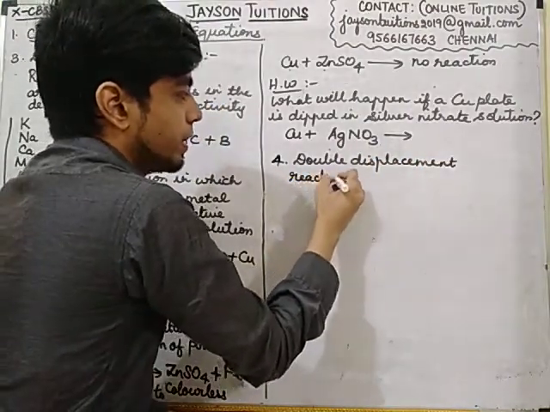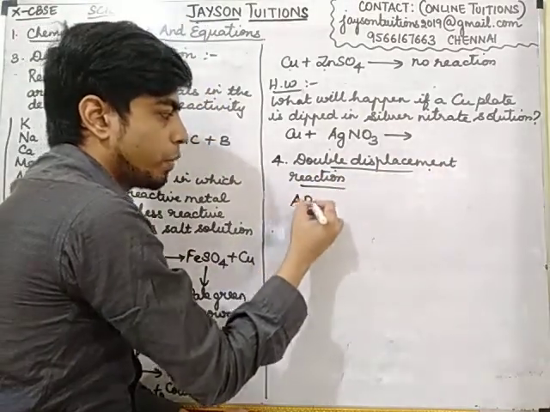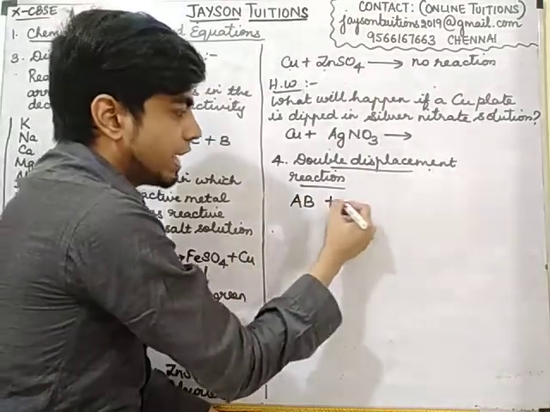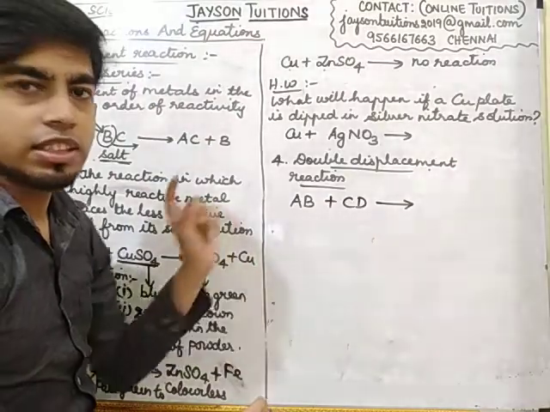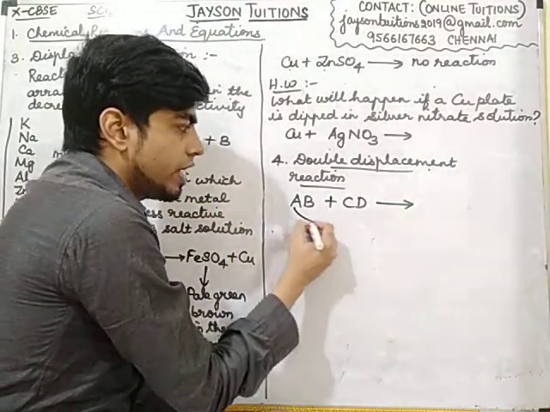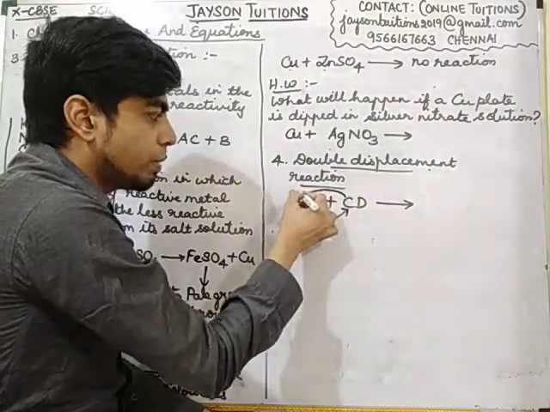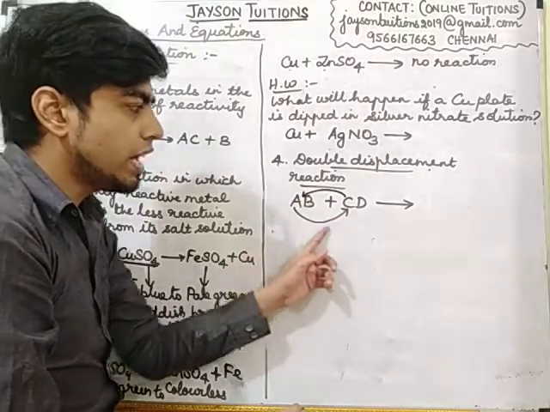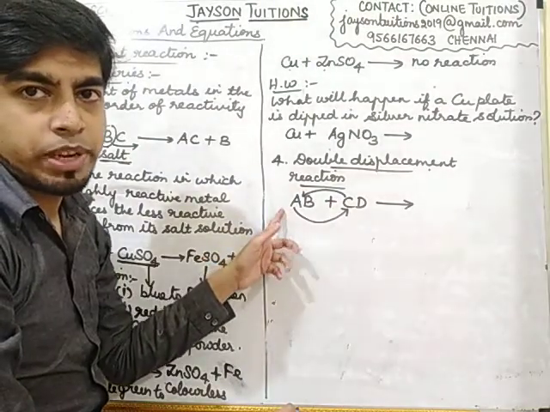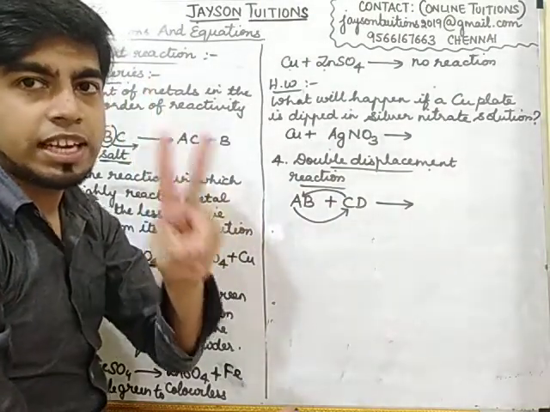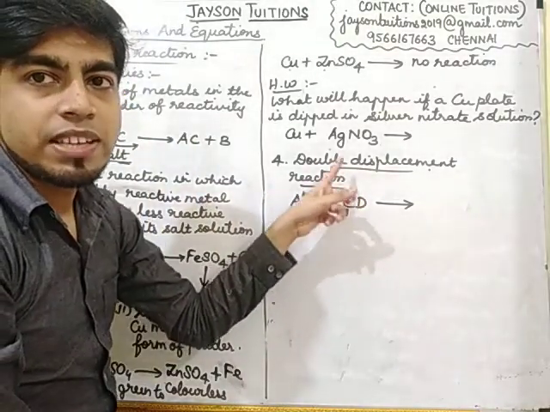Double displacement reaction. For example, if there is a compound AB reacting with a compound CD, A will come to the place of C and C will come to the place of A. On this side one displacement will take place, and on this side another displacement will take place. So two displacements are taking place in the reaction, so it is called a double displacement reaction.